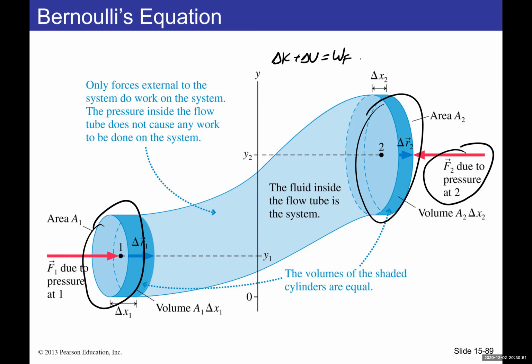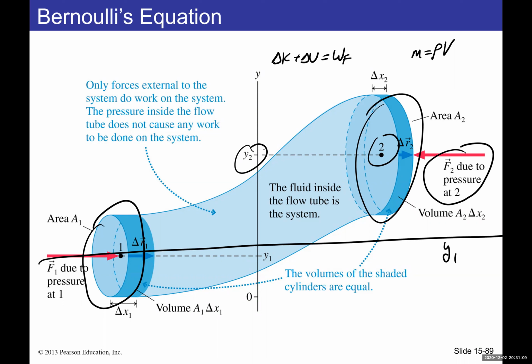The idea is that Bernoulli's equation is nothing but the conservation of energy equation, where whenever there's a mass, we replace it with density times volume, and we rearrange everything. Let's say point 1 is at some height y1, and point 2 is at some y2. So there's also a height difference, so there's a potential energy change.